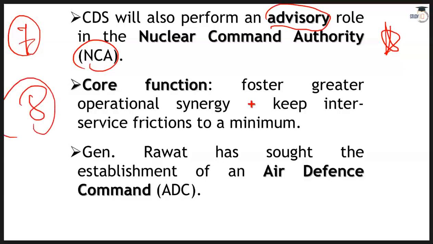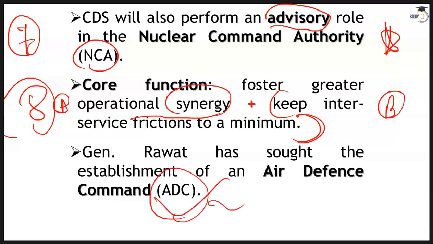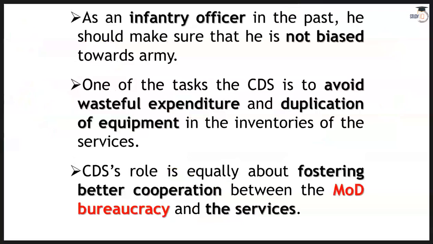The core function of CDS is to foster greater synergy between the three services, which we all know about. But at the same time, point number 8A is operational synergy, and 8B will be to keep inter-service frictions to a minimum, as little as possible. For this reason only, General Rawat has sought the establishment of an Air Defense Command, ADC. The report will be ready by June 2020, and ADC will make sure that we have nationwide coverage, as well as that we don't have fratricide. Fratricide means, during a war, when a country's army or air force is hitting its own navy, army or air force. So internal fights will not take place, or happen by mistake, of course.